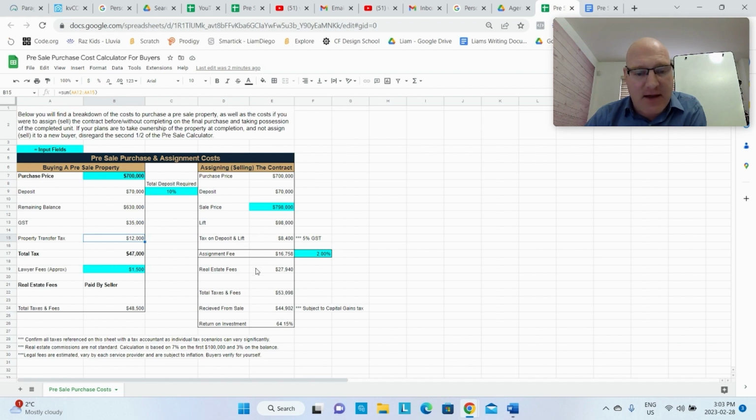So that 98,000 minus the 53,000 here gets you what you have received from sale, which is also subject to capital gains tax, something that you want to speak with an accountant about. Every person's personal tax situation will vary widely on where they can put the funds and how they'll be taxed, and can they be split between the husband and wife.